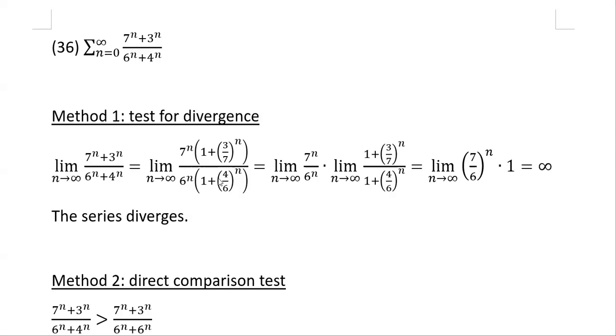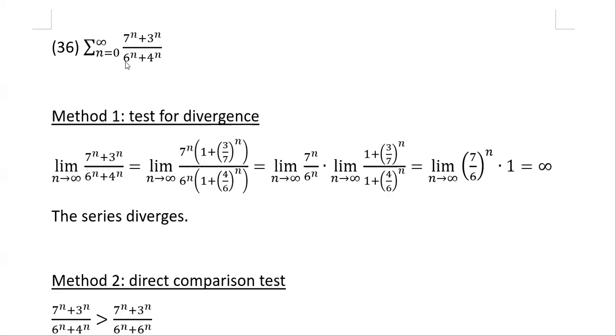Now let's use properties of limits. We can break this limit up into the product of these two. Let's focus on the second one first. 3 over 7 to the n power as n goes to infinity will approach 0. Similarly, 4 over 6 to the n power will approach 0 as well. So we have 1 over 1, which is 1. That's how I simplify that. And then this one, 7 over 6 to the n, as n approaches infinity, will blow up to infinity. So as we expected, the series diverges by the test for divergence.